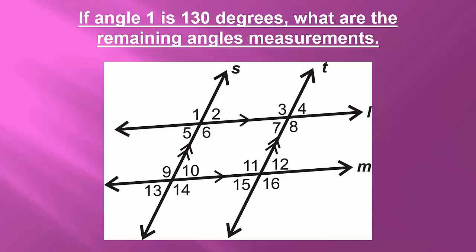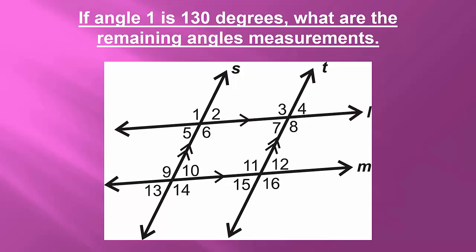Let's start with a real quick review. Before we deal with the measure that's given for angle 1, I just want to review some angle relationships. So starting from angle 1, we can determine that there is a specific angle relationship that exists between angle 1 and angle 9. Angle 1 and angle 9 are corresponding angles. They're in the same relative position to their individual parallel lines.